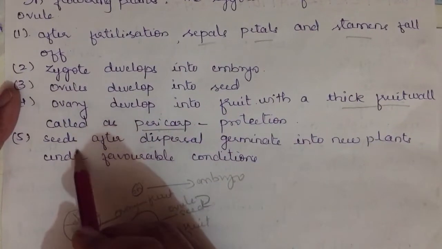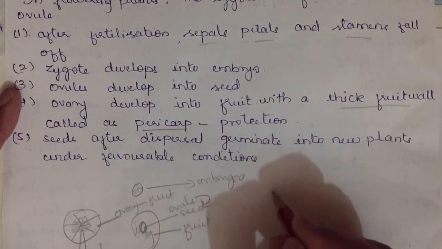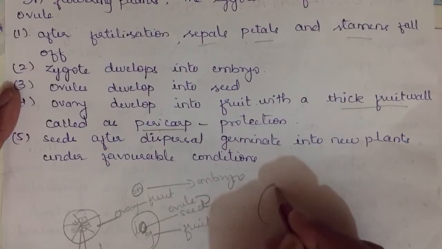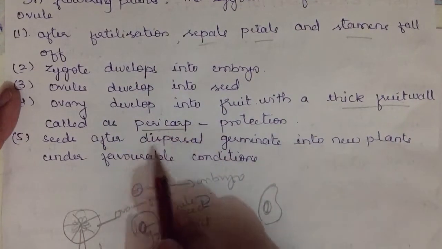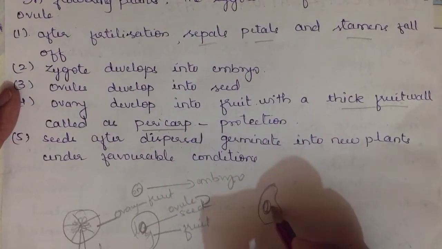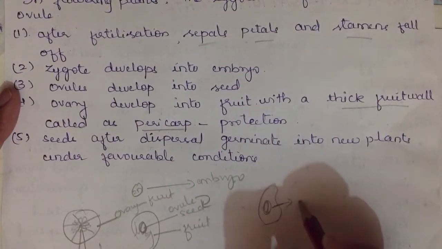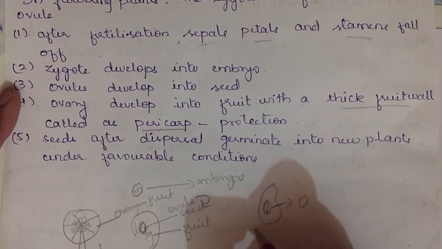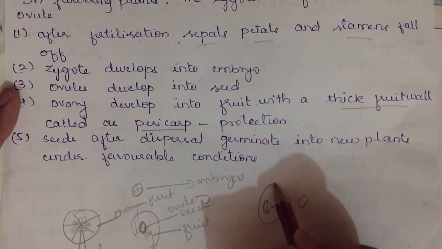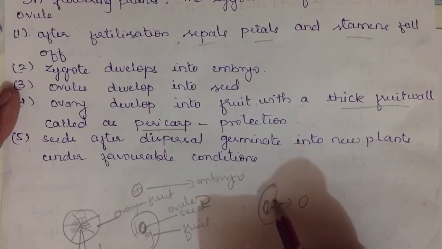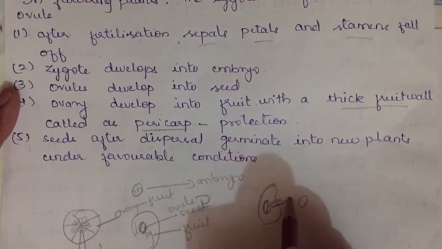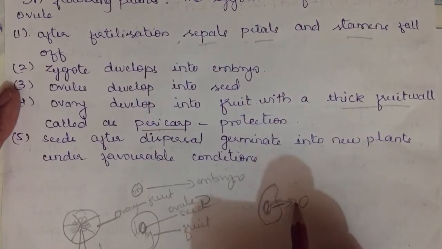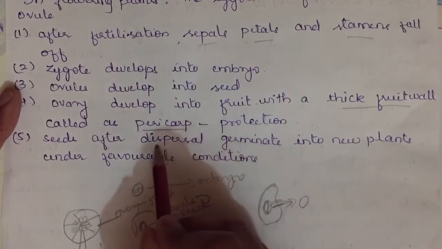Seeds after dispersal. The seeds are present inside any kind of fruit. Dispersal is the release of seeds outside. After a few days, as the fruit ripens, the fruit wall opens, undergoes dehiscence and releases the seed outside. It gets ruptured and releases the seed outside. For that we call it dispersal.